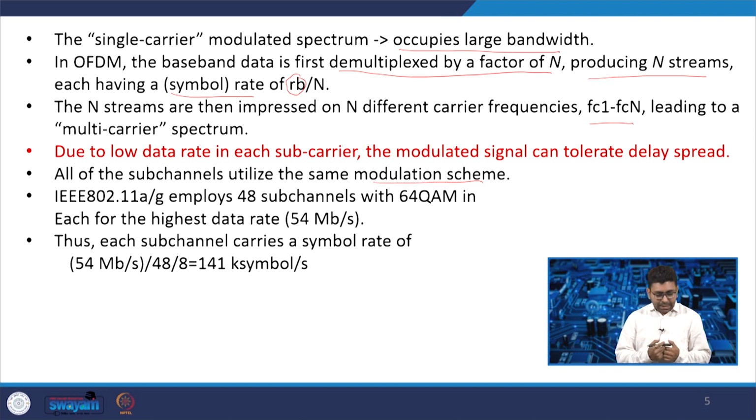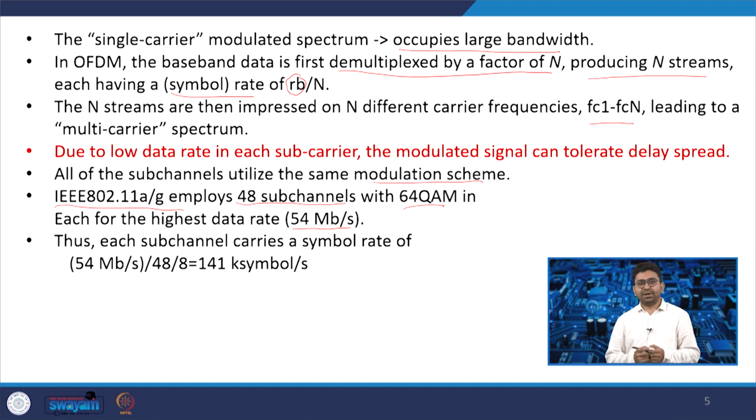For example, in the IEEE 802.11a/g standard, it employs 48 sub channels. So, you can see that it has 48 sub carrier frequencies, and each sub carrier is using 64 QAM. So, for the highest data rate it is 54 Mbps. In each sub carrier there is 64 QAM and it is able to achieve the highest data rate of 54 Mbps. So, what is the symbol rate?